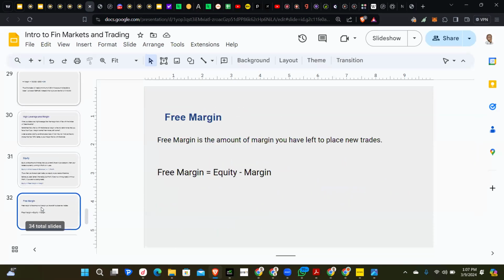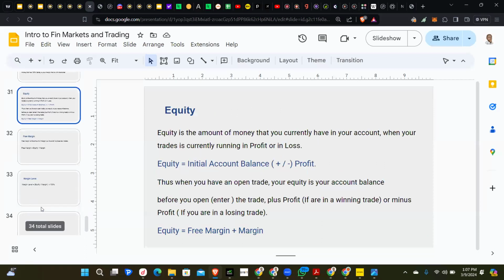All right, so we also have what we call the equity. Equity is the amount of money that you currently have in your account when the trade is currently running, either in profit or in loss. So to get your equity, you take your initial account balance plus the profits, that is when the trade is going in your favor, or your initial account balance minus your losses. Then you get the equity.